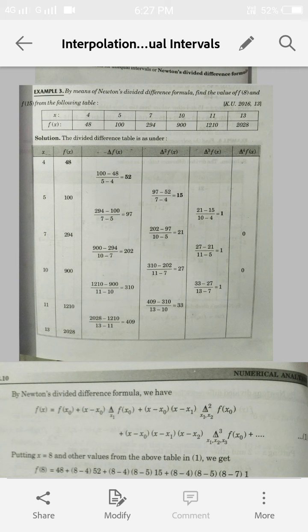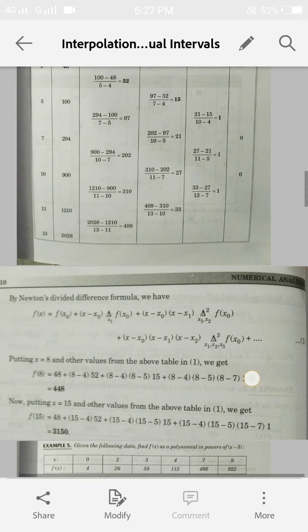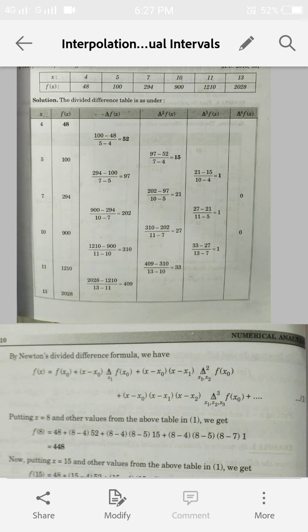Now the differences of the first order divided differences, divided by their corresponding x values, will give us the second order divided differences, then the third order and the fourth order. In this way we can construct the divided difference table. Now we are to use only Newton's divided difference formula. We put the values from the table and solve it.